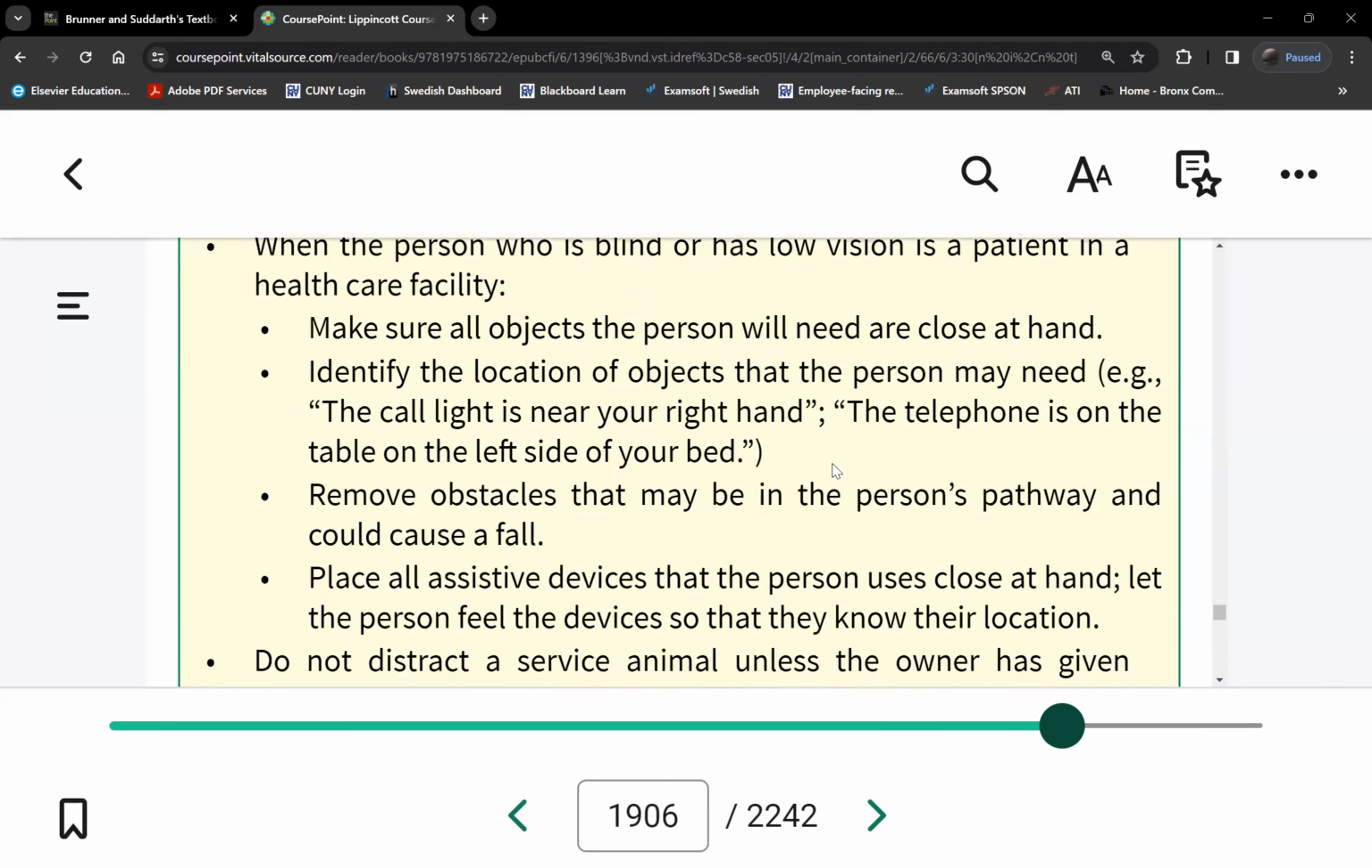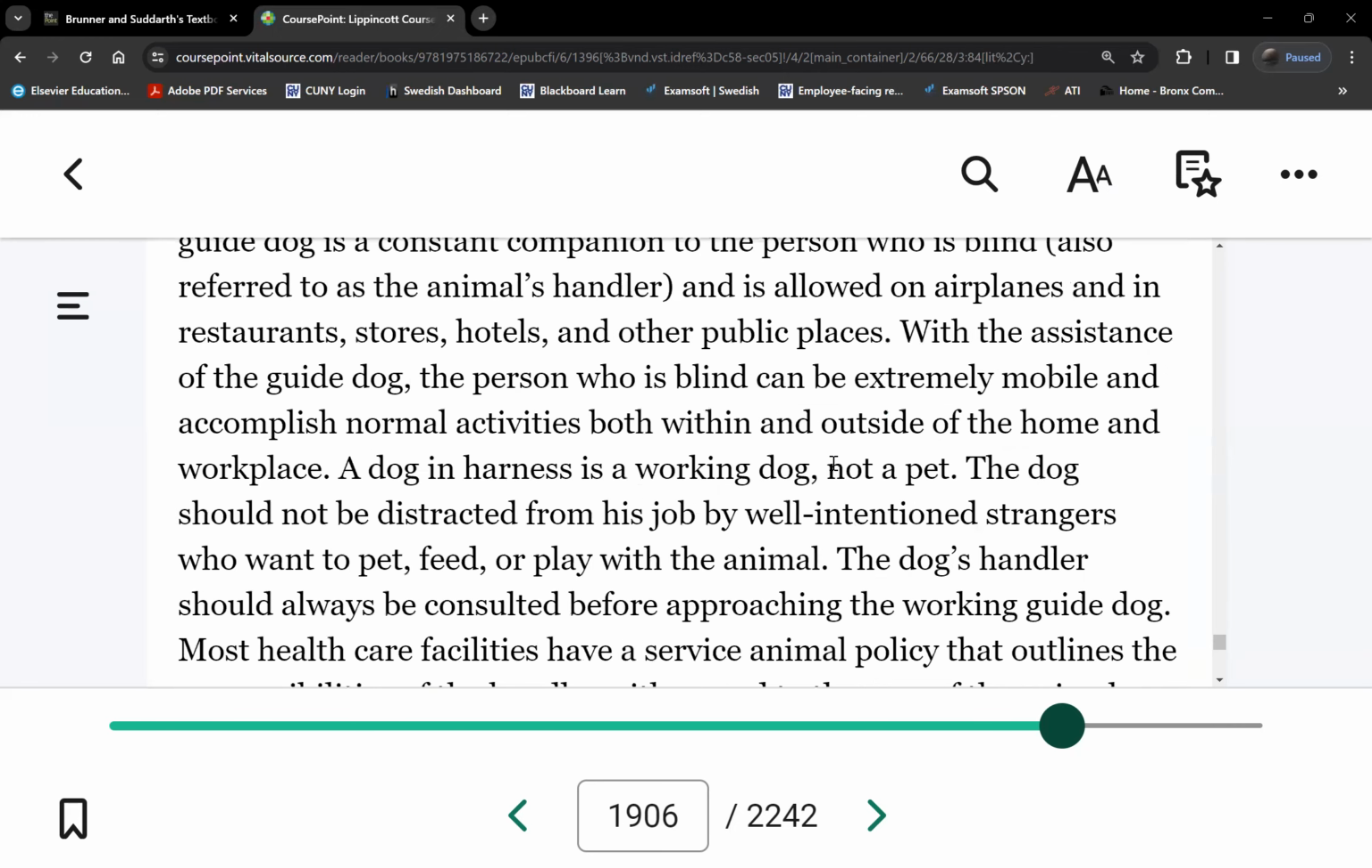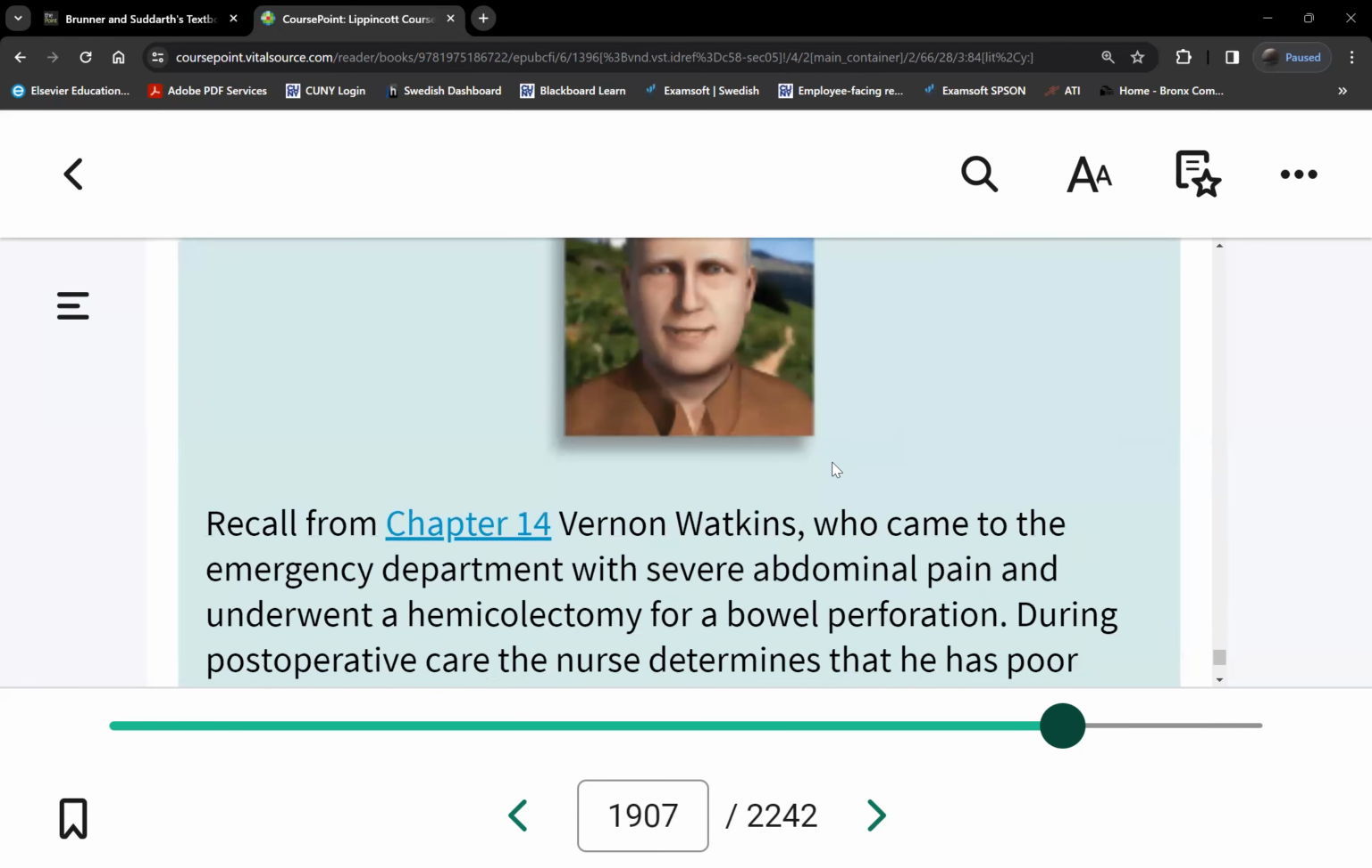I won't read it for you. Please read on your own. Any questions on vision impairment? Oh, blindness, presbyopia. Okay.